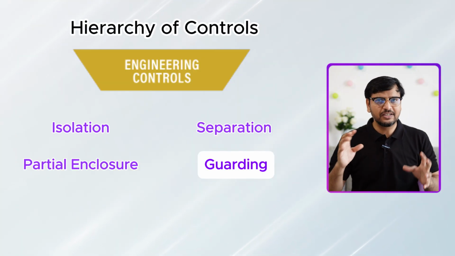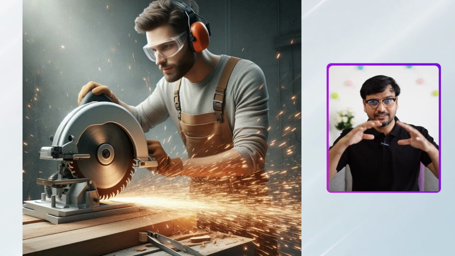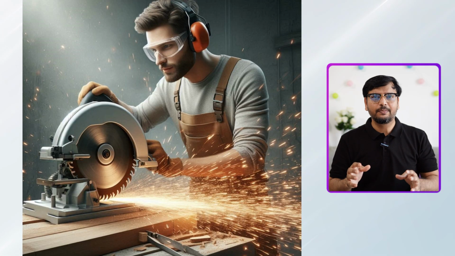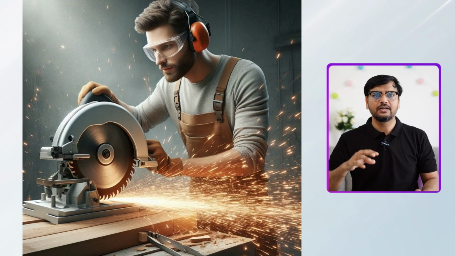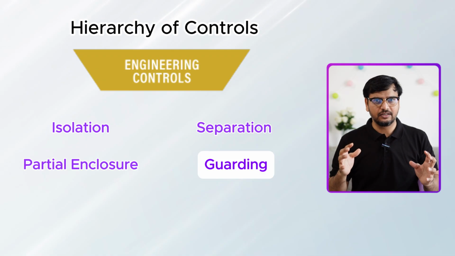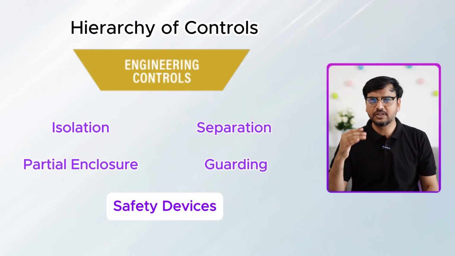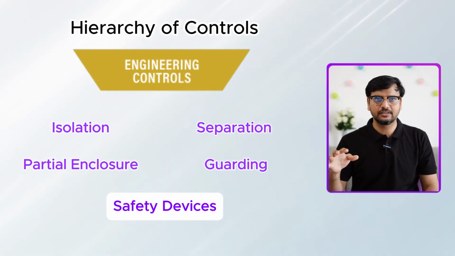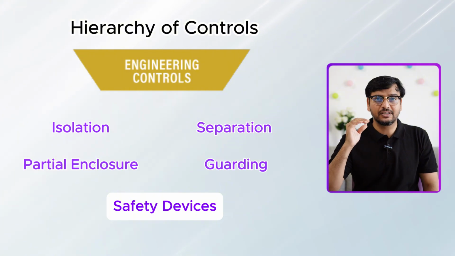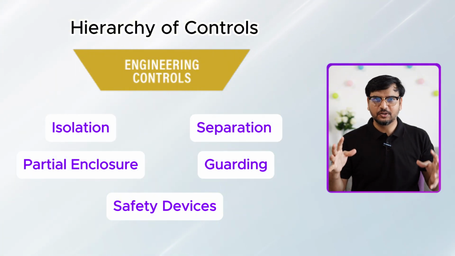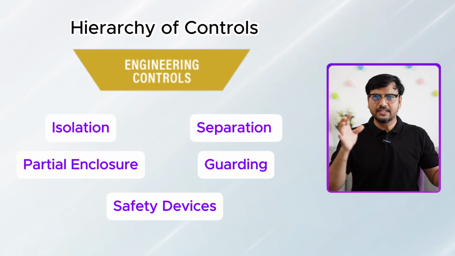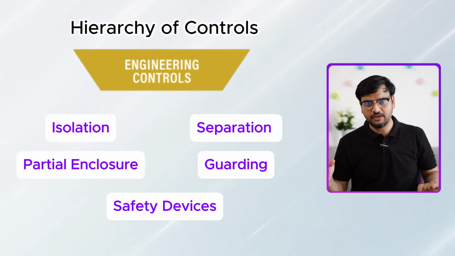You can also use guarding and barriers. Installing guards around moving machinery or barriers around hazardous areas physically prevents access to the hazard. And then you can also use safety devices and features, such as interlock switches on movable guards, which ensure machinery is used safely. So this is how engineering controls isolate people from the hazard without relying on workers' behavior.